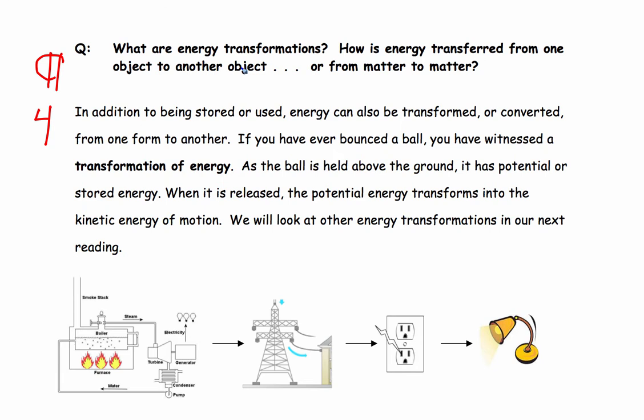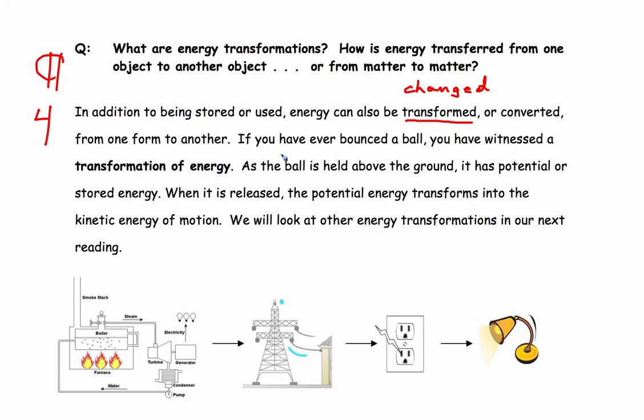How is energy transferred from one object to another, or from matter to matter, when we think about it? So let's read this paragraph. In addition to being stored or used, energy can also be transformed or converted. And transformed simply means that it can be changed. So the form of the energy can be changed or converted from one form to another.